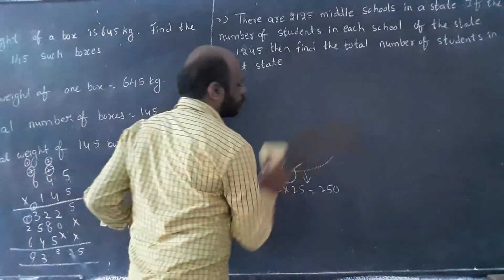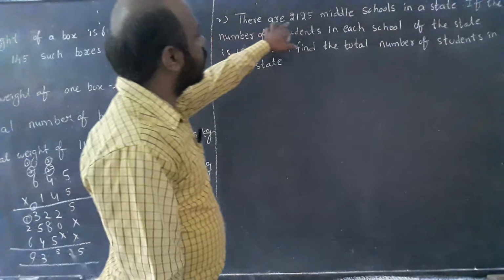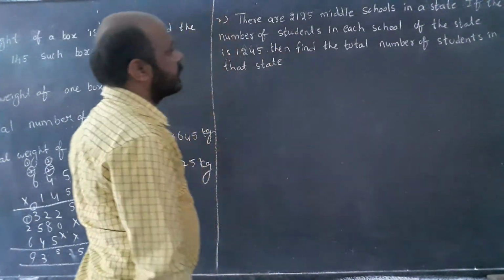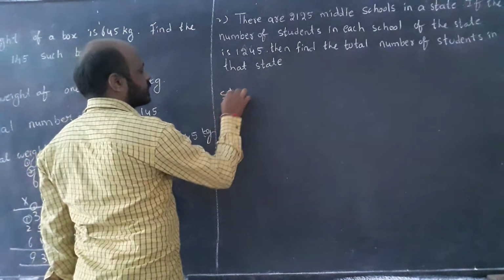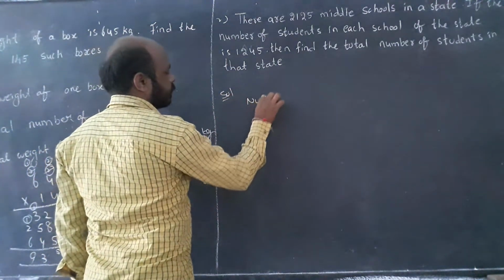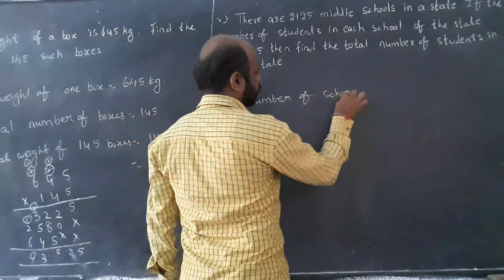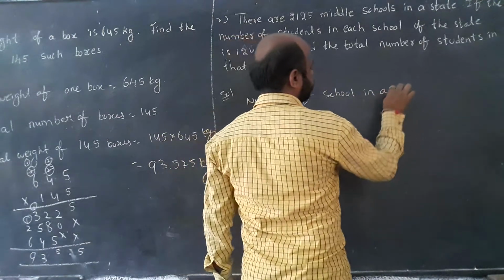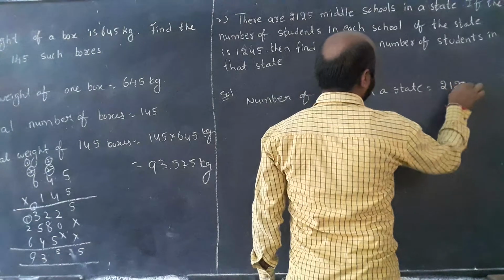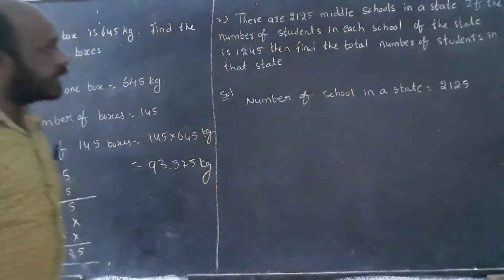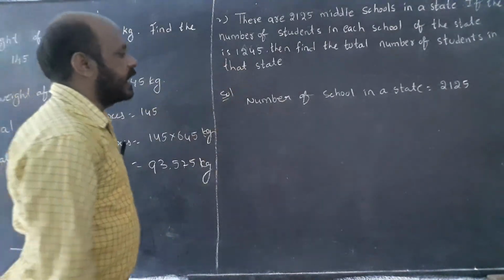By the same way we have to do the solution of this one. First we have to write what is given. There are 2125 middle schools in a state. Number of schools in a state is equal to 2125. Next statement: number of students in each school.